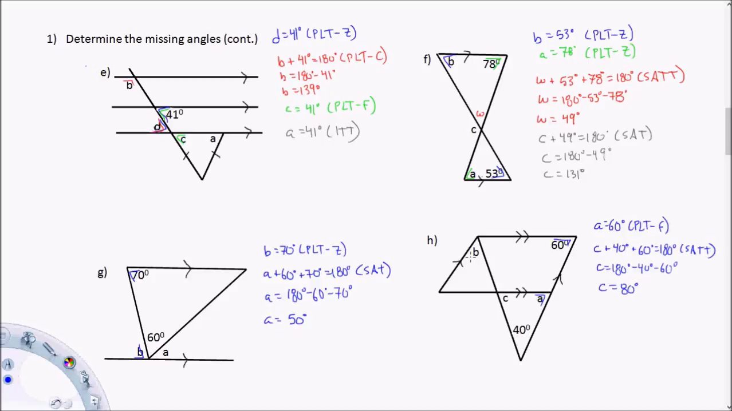And lastly, we want to find B. So for angle B, we see that we have a Z pattern right in here. Maybe we'll do it in red. So we have a Z pattern right in there. That's sort of sideways. So B would be equal to 40 degrees because of the parallel line theorem Z pattern.